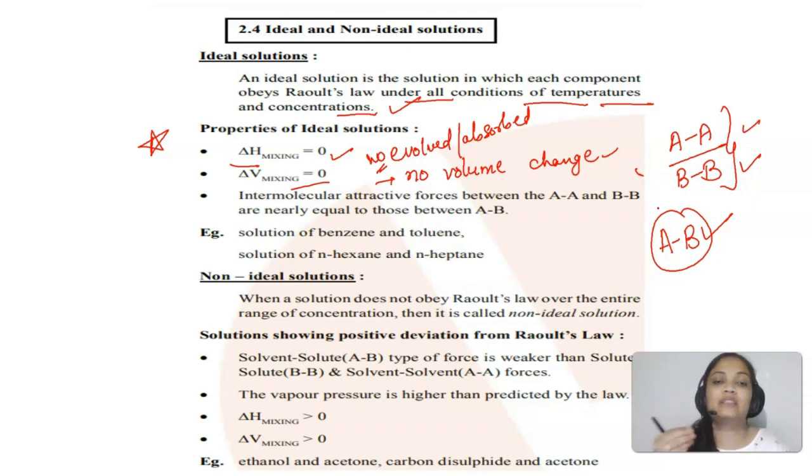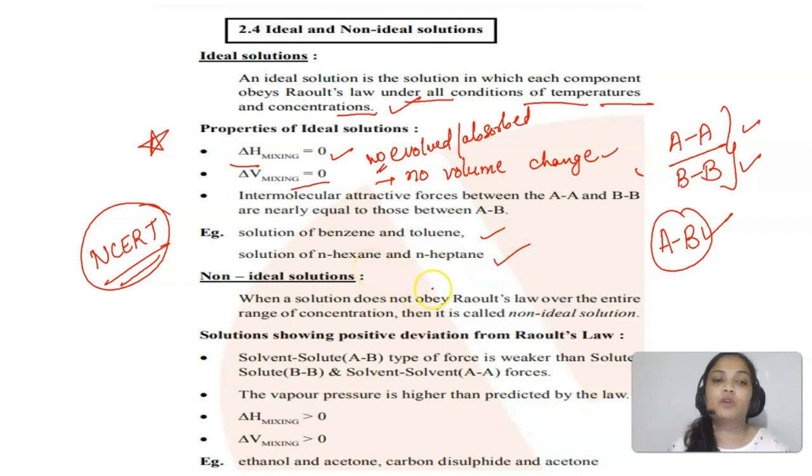Now examples are also important. You must know at least 2 to 3 examples for each type of solution, and most importantly the ones given in NCERT, because questions have been asked from there. So whatever examples are given in NCERT, please remember those examples for this chapter. A solution of benzene and toluene, or a solution of n-hexane and n-heptane, makes an ideal solution.